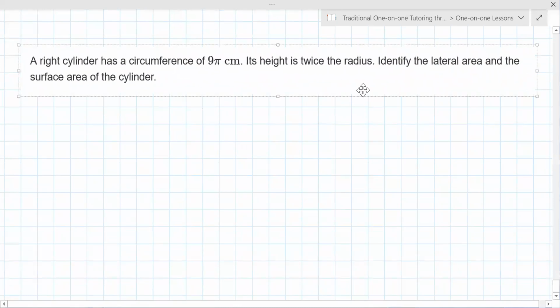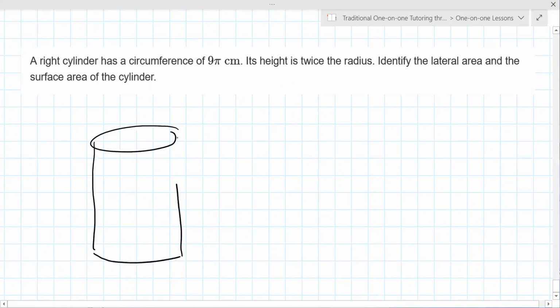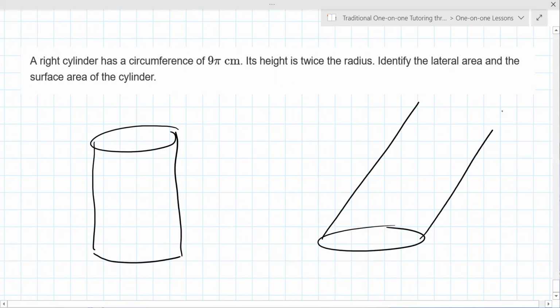So this is a right cylinder. I guess you don't know this about cylinders: they have these things called slanted cylinders. I don't know if you've seen that before, but that's a non-right cylinder on the right there.